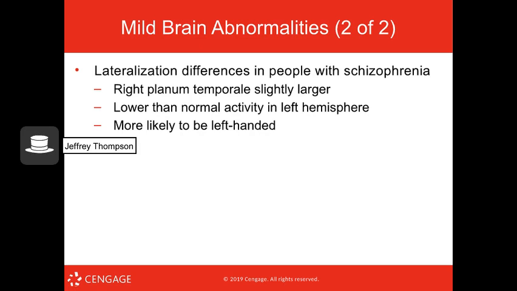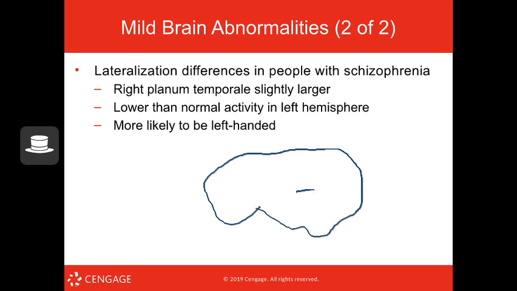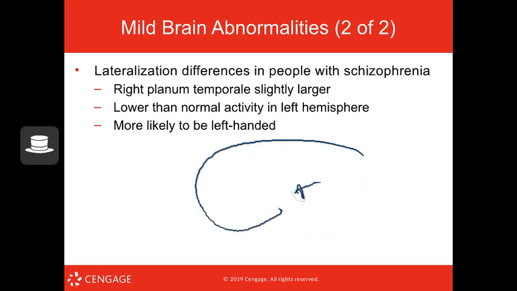So there are some other brain abnormalities. So here's our really well drawn brain, and right around here, that looks like a manatee, not a brain, but it's fine. I'm good at other things like saying words. But right here in the right planum temporale, it's slightly larger in people with schizophrenia. Interestingly enough, right around here is also Wernicke's area. So they also have lower than normal activity in the left hemisphere, and they are more likely to be left-handed.